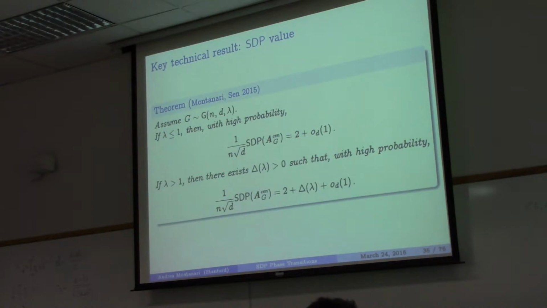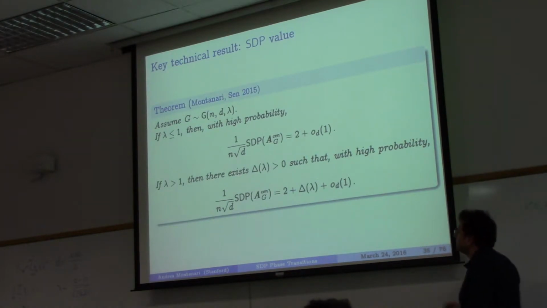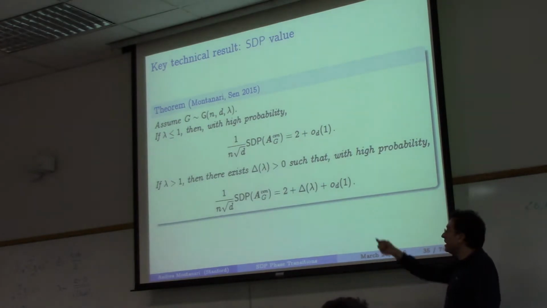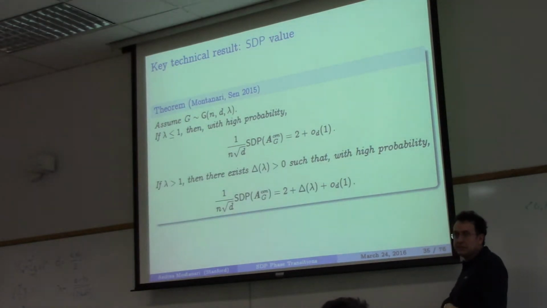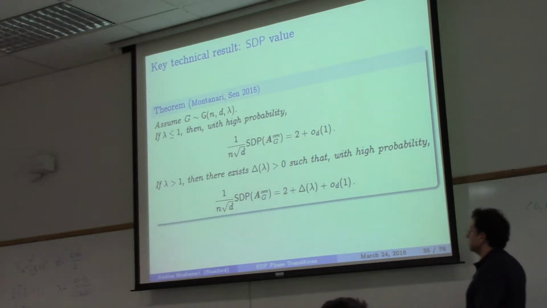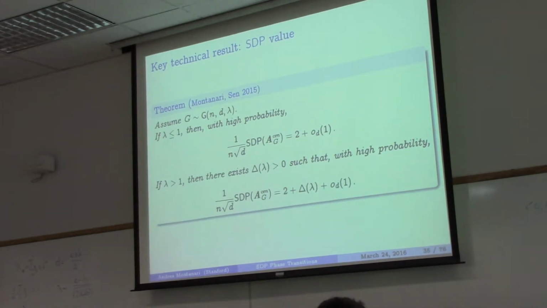And what I mean is what you would get up to, with the right constant, that is 2. So you get to the edge of the semicircle. Now, if lambda becomes bigger than 1, this value becomes strictly bigger than 2, so bigger than 2 by a quantity that is strictly positive. So this is a phase transition result of the SDP value for sparse graphs.